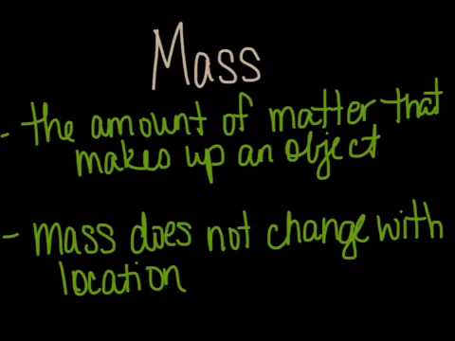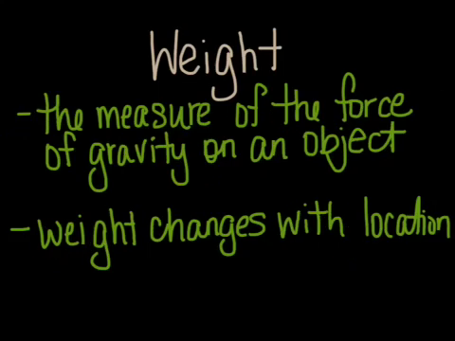Mass is the amount of matter that makes up an object. Keep in mind that the mass does not change with location. So your mass is the same on Earth as it is on the moon. Weight is the measure of force of gravity on an object. Weight will change with location. So for example, you are heavier on Earth, or you weigh more on Earth than you do on the moon, because there is less gravity on the moon.